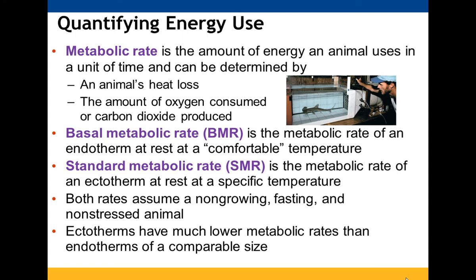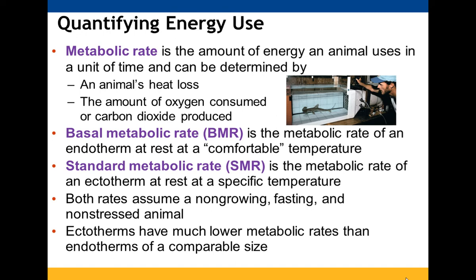So, metabolic rate is how much energy we use over a period of time, and you can look at it by your heat loss. But what is probably a lot easier to measure is the oxygen being consumed or the carbon dioxide being produced. And I say that because you can't measure heat. You can calculate heat transfers, but you can't measure heat. It's just a pain.